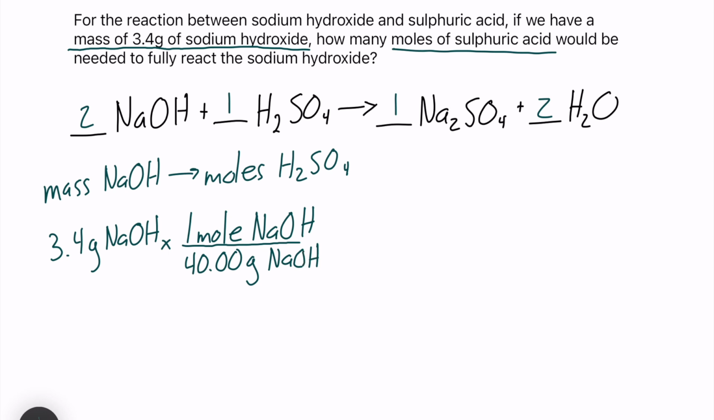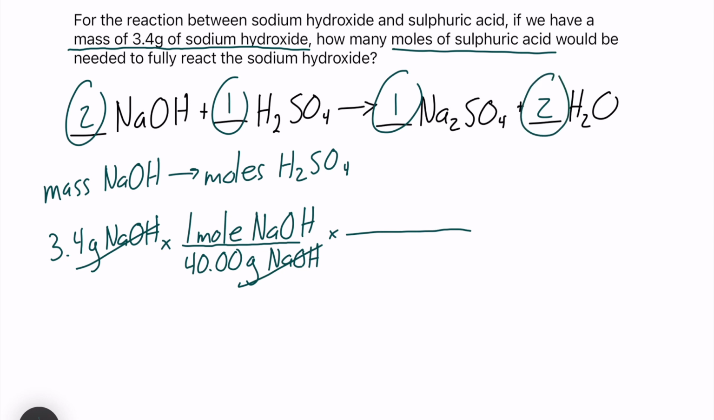Also, if you're having troubles calculating molar mass, go and check out my video on that as well. So if we were to stop right here, we would be in moles of NaOH, but we do not want that. We want to get to moles of sulfuric acid. Okay, so the only time you're going to be using the coefficients in the balanced formula is when you are going from moles of A to moles of B, and that is what we're doing right now.